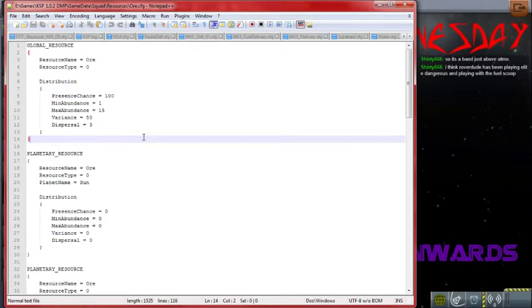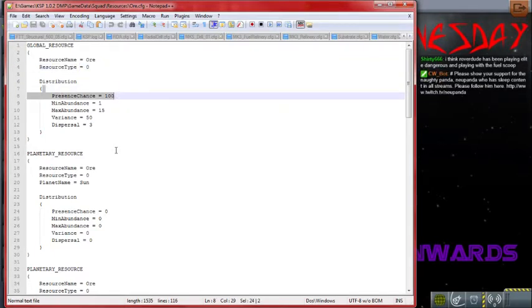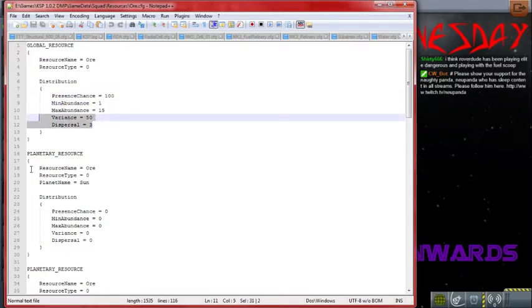So, ore starts with global resource. Resource name, type 0. So basically that says global as in throughout the entire Kerbal system, and it basically says it's always present on any planet within the system. Minimum and maximum abundance, and variance and dispersal.